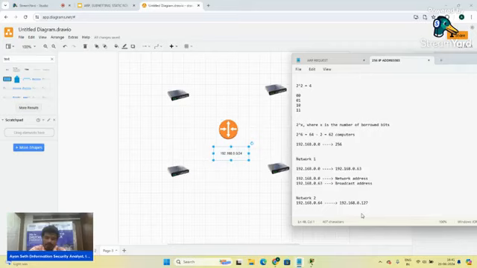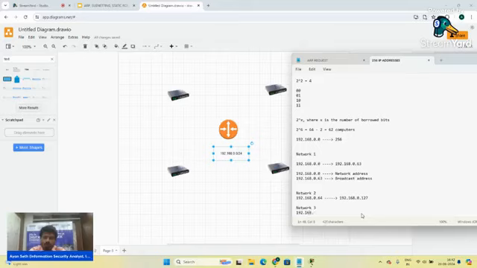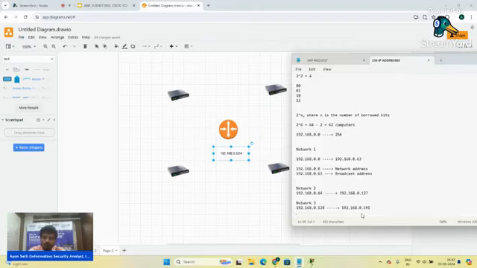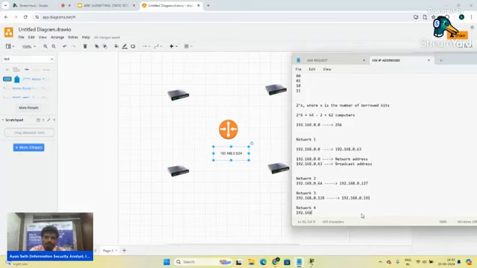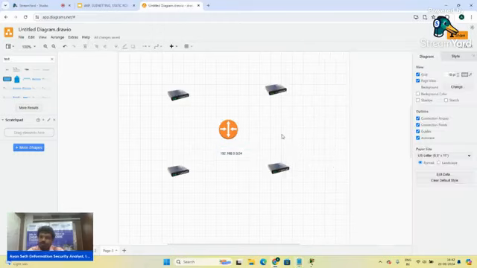So let's write all these ranges. For network 3, it will be 192.168.0.128 to 192.168.0.191, right? And for network four, 192.168.0.192 to 192.168.0.255. So from 192.168.0.0 to 192.168.0.255, that means 256 IP addresses have been utilized. Okay, so that is the concept of FLSM.